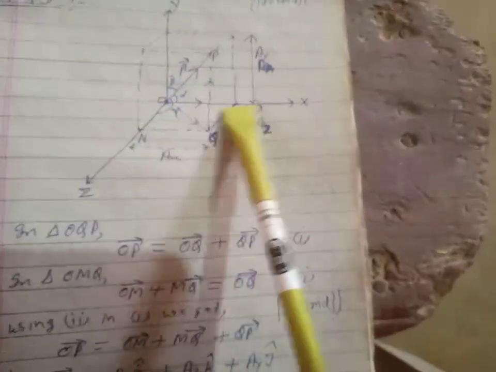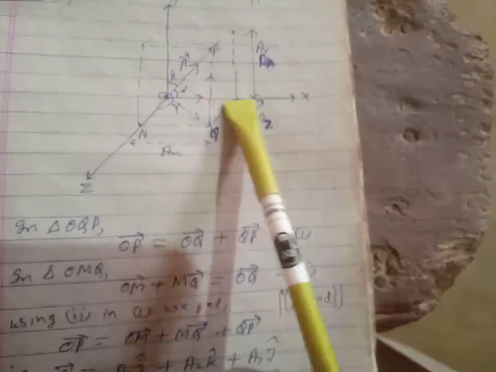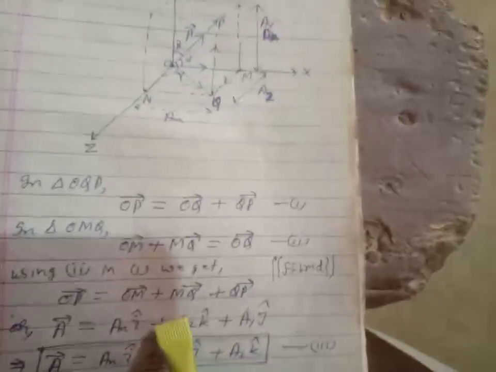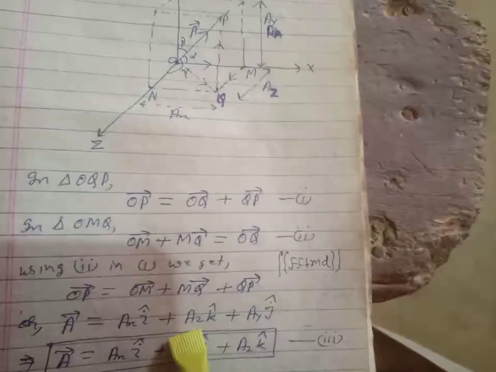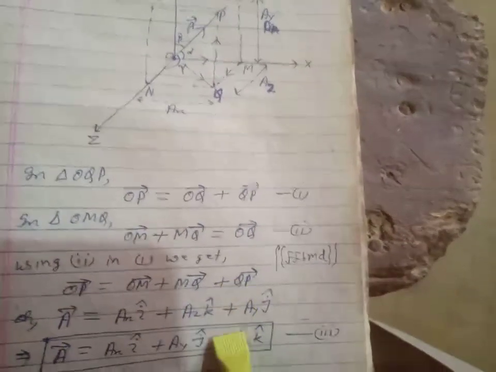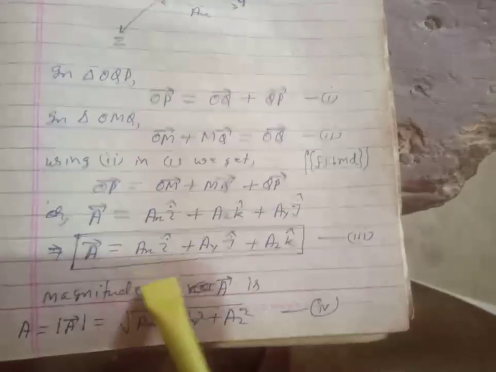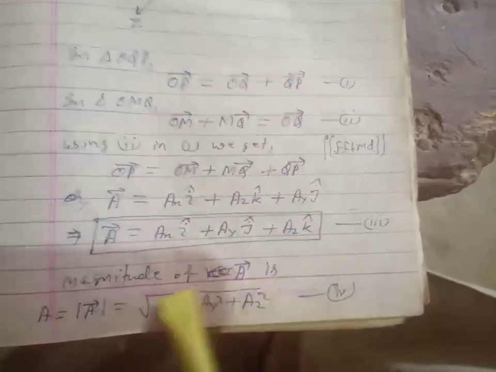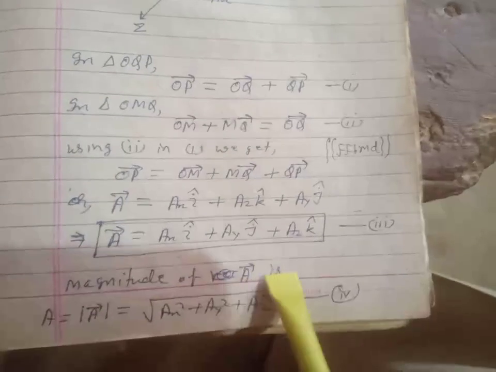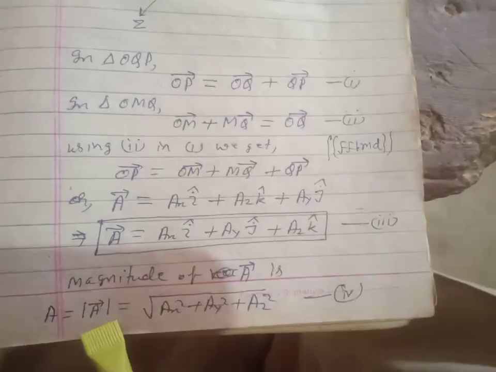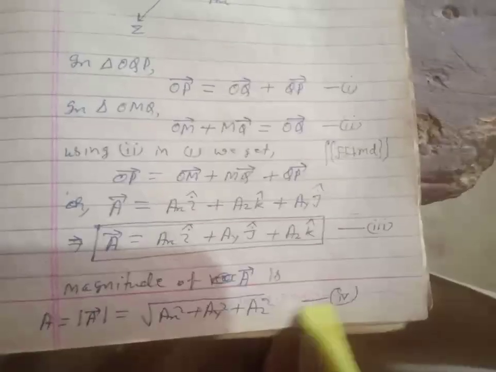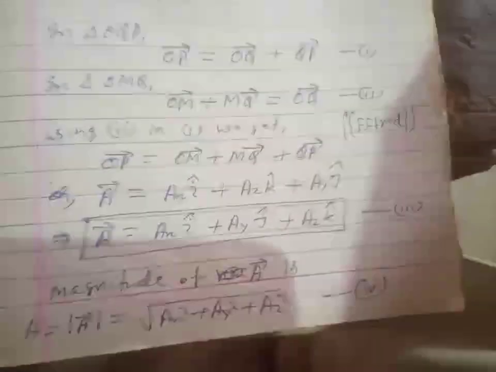Now vector OM can be written, because it is along the x-axis, as magnitude into direction. Magnitude will be ax, and direction will be i cap. So here ax i cap, similarly vector MQ will be az k cap, and vector QP will be ay j cap. So A vector equals ax i cap plus ay j cap plus az k cap, equation 3. Now the magnitude of A vector is A equals mod of A vector equals root under ax square plus ay square plus az square, equation 4.